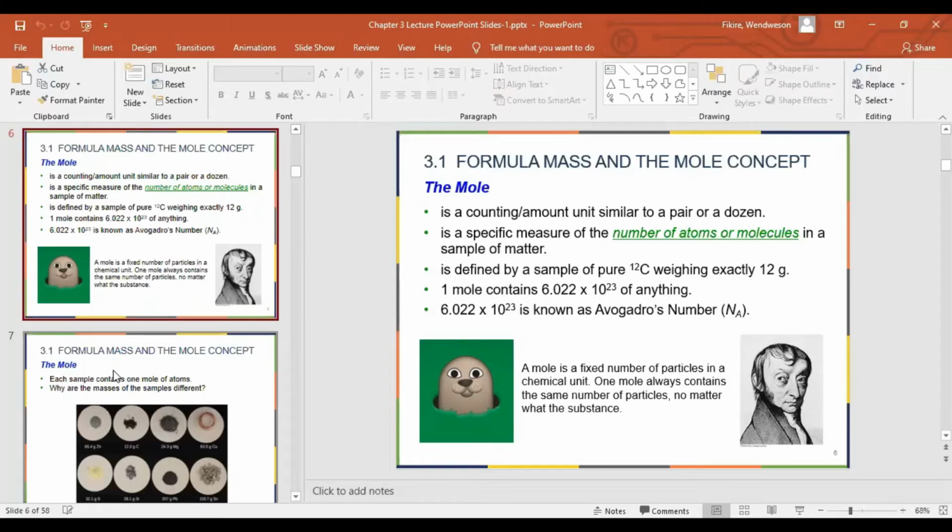Now we're going to talk about formula mass and the mole concept. Okay, now we know what formula weight is, and we know what molecular weight is. Now I'm going to introduce you to the term called the mole concept. Mole, M-O-L-E. The mole is a counting or amount unit similar to a pair or dozen.